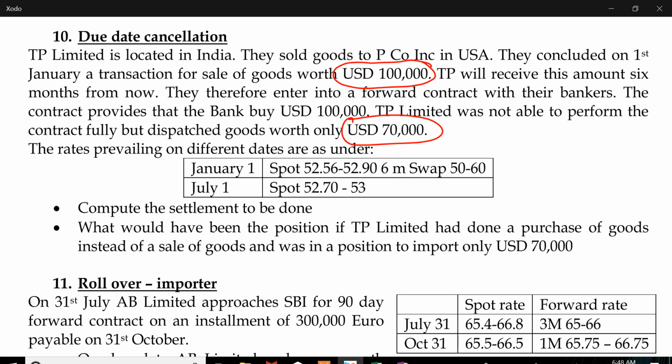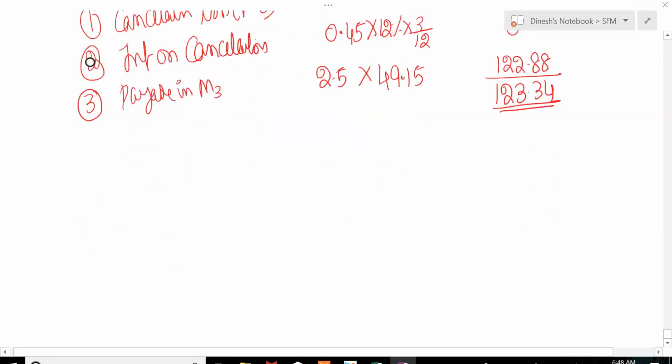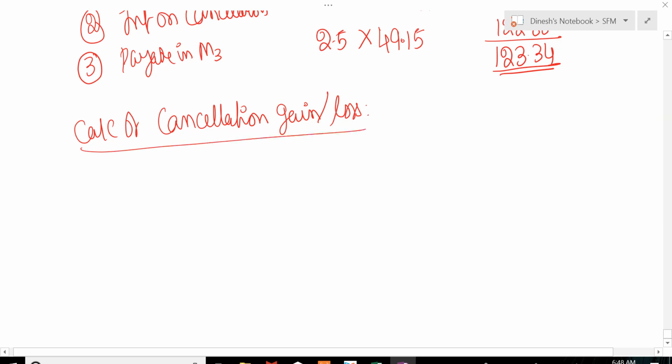If it was not in M6, you will have to take the help of interest. If interest rate is not given in the question, you will write a note saying that it is assumed that there is no interest receivable or payable on the cancellation gain or loss. That assumption I'll have to take and go ahead. Working note 1, calculation of cancellation gain or loss.